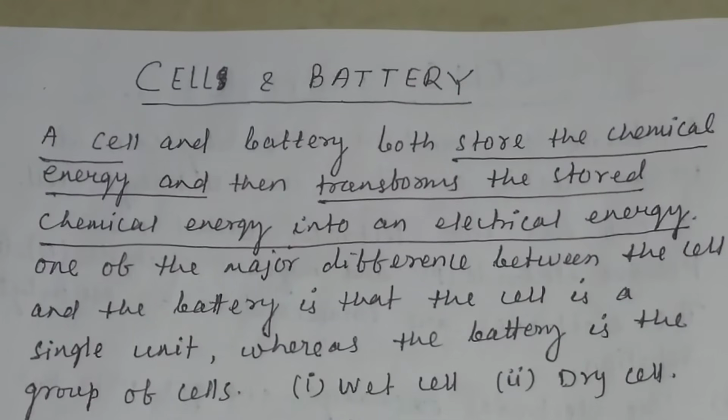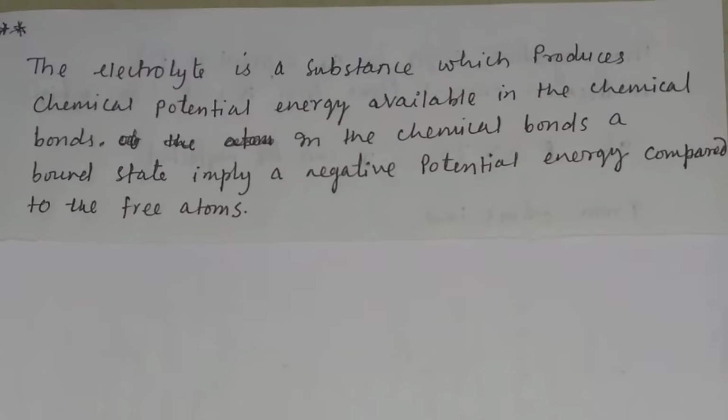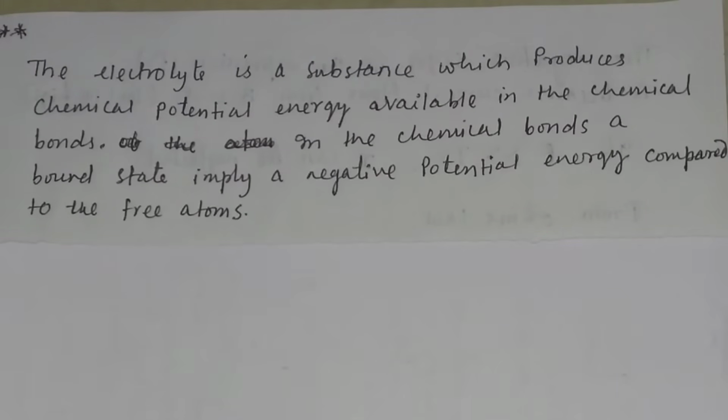In wet cell, we basically use the electrolytes. What is an electrolyte? The electrolyte is a substance which produces chemical potential energy which is available in the chemical bonds of the electrolyte substance.